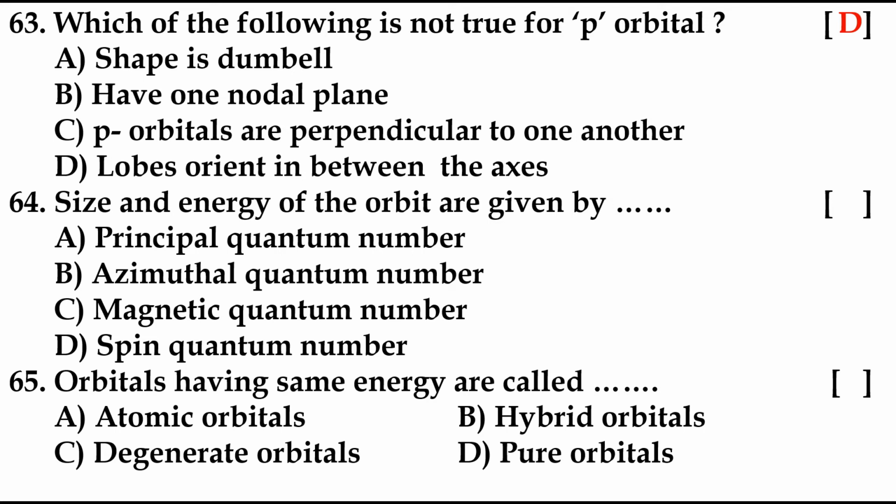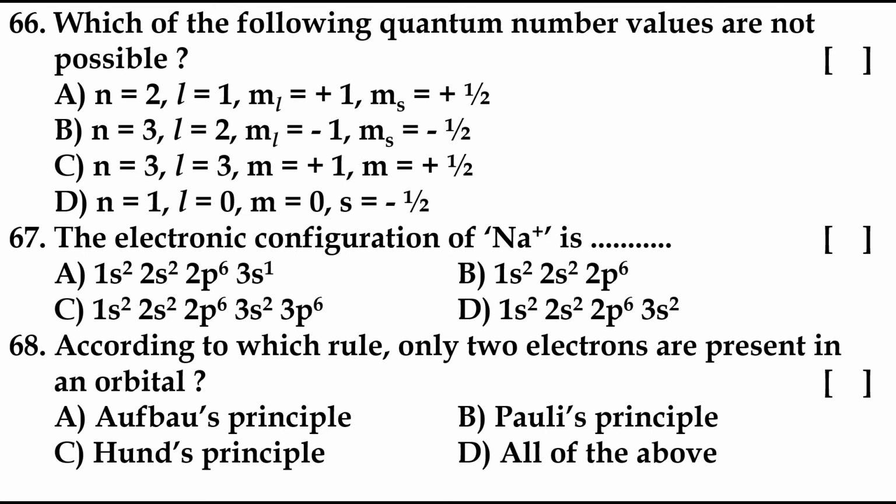64. Size and energy of the orbit are given by dash. A. Principal quantum number. B. Azimuthal quantum number. C. Magnetic quantum number. D. Spin quantum number. Answer is option A. Principal quantum number. 65. Orbitals having same energy are called A. Atomic orbitals. B. Hybrid orbitals. C. Degenerate orbitals. D. Pure orbitals. Answer is option C. Degenerate orbitals.